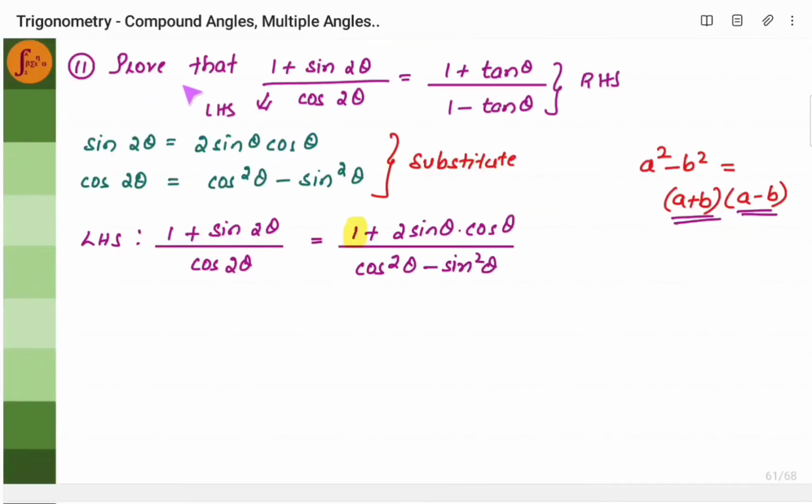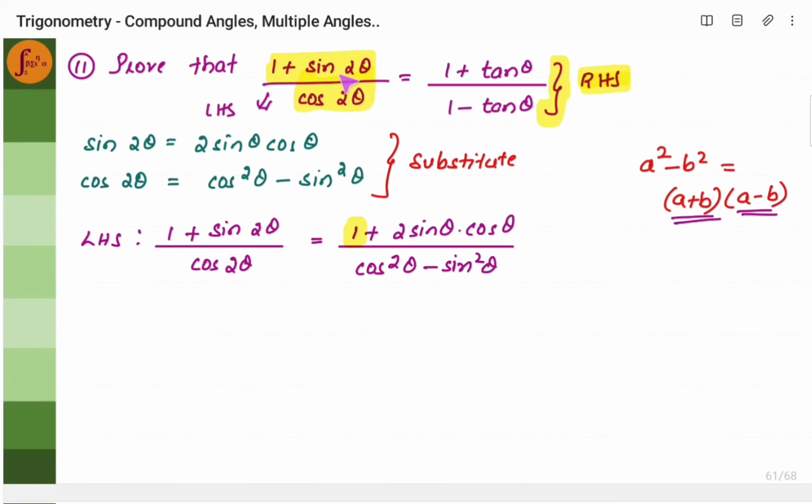Let's take another problem where we have to prove that 1 plus sin 2 theta by cos 2 theta is 1 plus tan theta by 1 minus tan theta. Now, let's first take this entire portion as LHS and this entire portion as RHS. Now, we'll start with LHS.